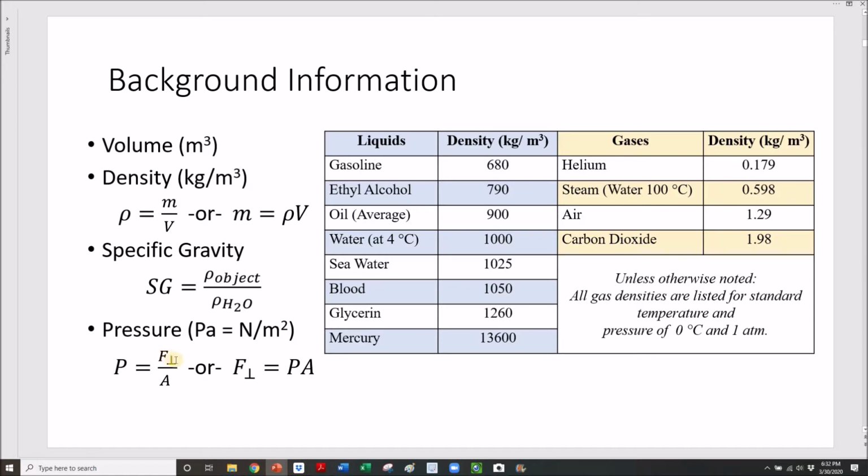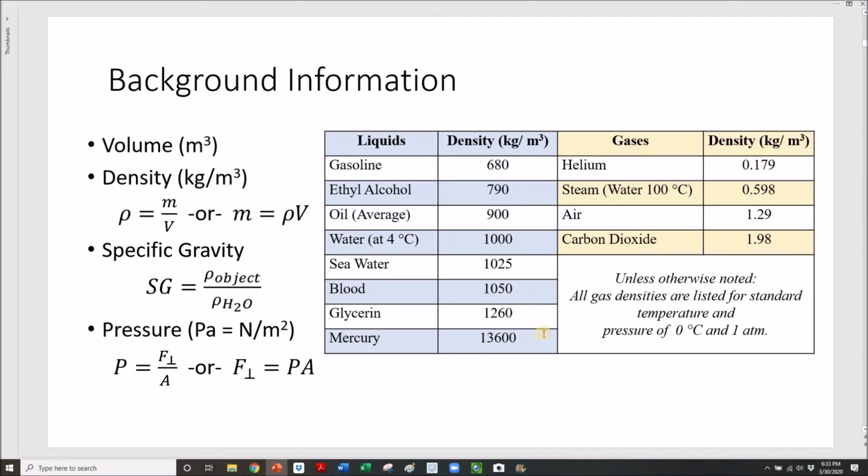Pressure is the perpendicular force divided by the area. We'll talk about this perpendicular a little later. And the force is equal to pressure times area. So if you take the force and multiply by the area on both sides, this is important because we need this when we're doing free body diagrams, pressure times area. In the table at the right, you don't have to have any of these memorized, except you might want to know that one right there for water.